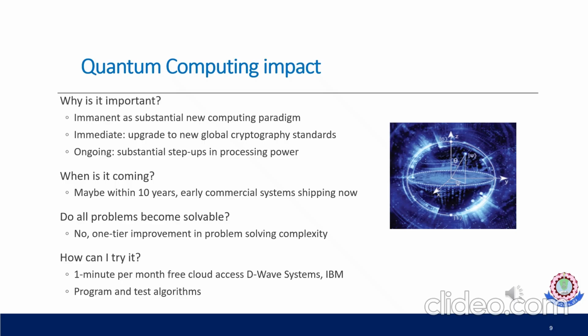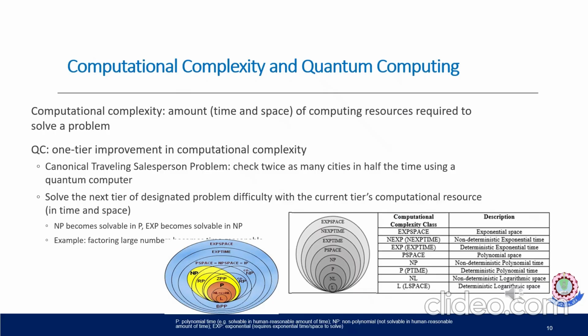So we can try this with 1 minute per month of free cloud access to D-Wave systems, which lets us run a program and test algorithms. Computational complexity and quantum states reveal the computing resources required to solve a problem. A one-tier improvement in computational complexity means, for the traveling salesman problem, checking twice as many cities in half the time using a quantum computer.